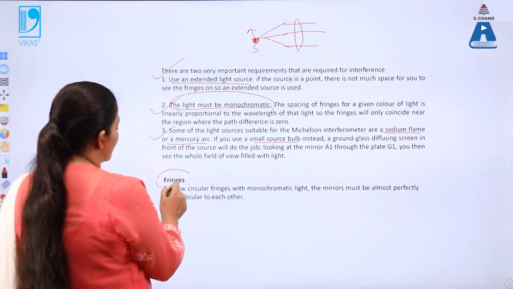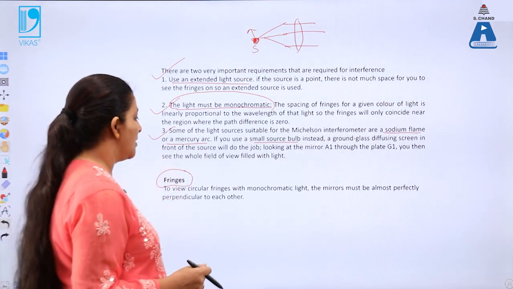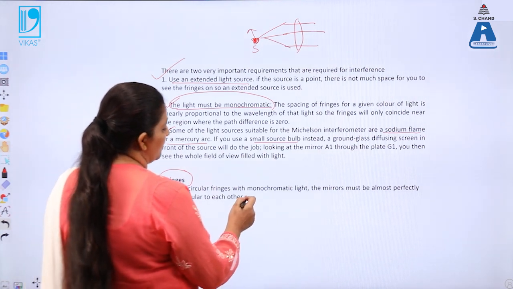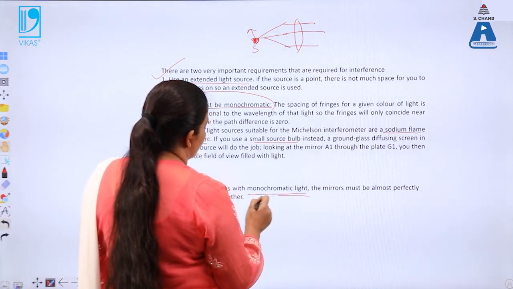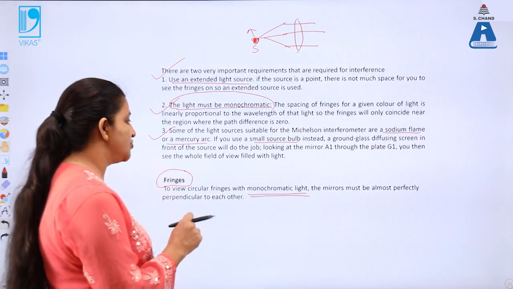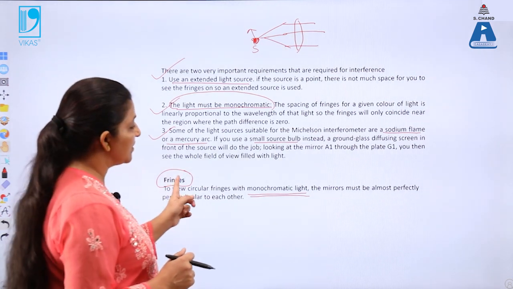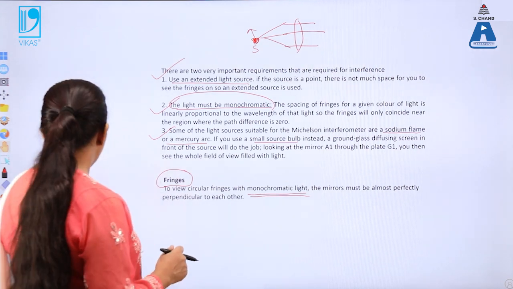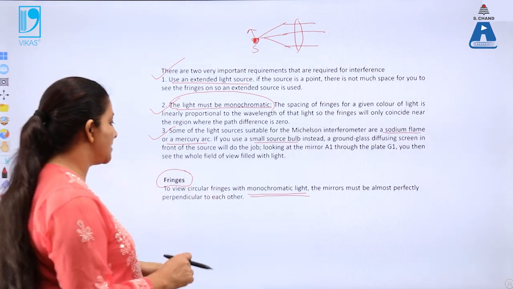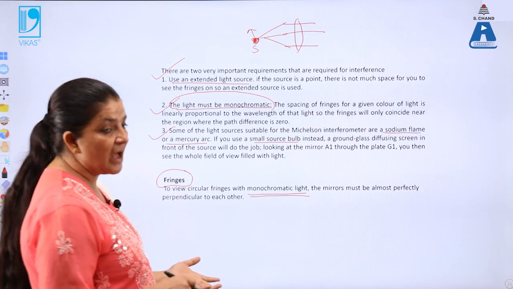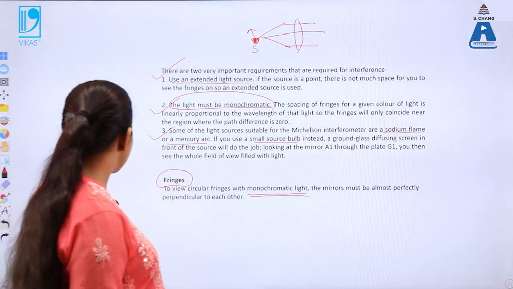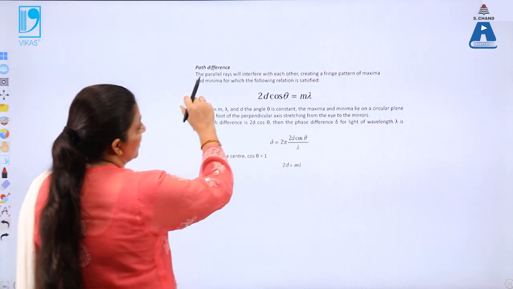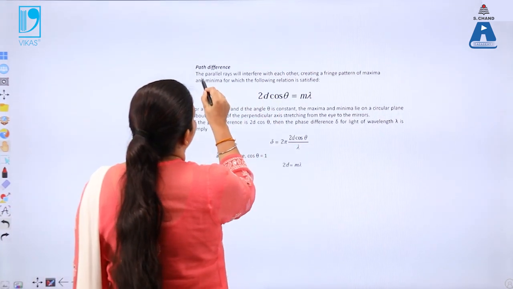So firstly, circular fringes get formed over here by using monochromatic light. Monochromatic light means the light which is of single wavelength. Its wavelength is not varied. So that is used over here. Now the mirrors are placed in this case perpendicular to each other. So in order to calculate the position of fringes, whether a bright or a dark fringe gets formed, we firstly calculate the path difference. So the path difference between the two rays can be calculated over here.